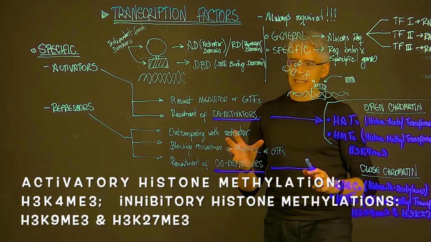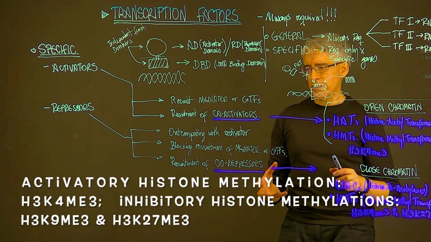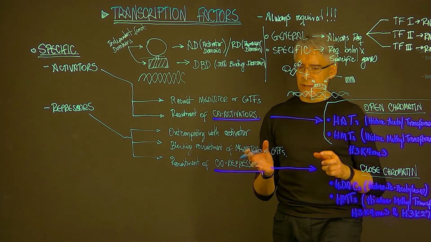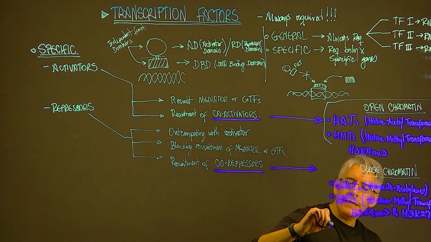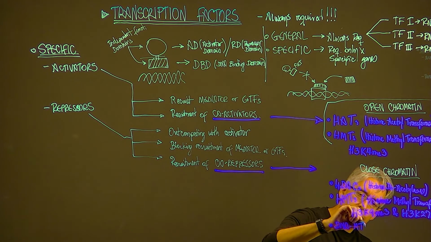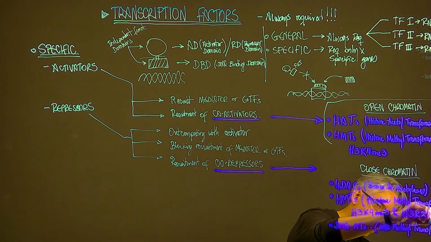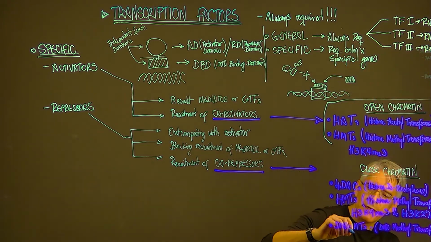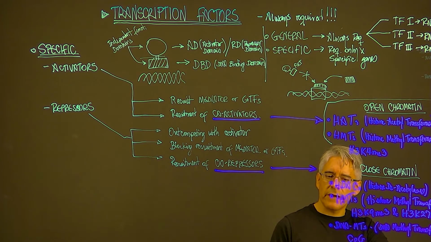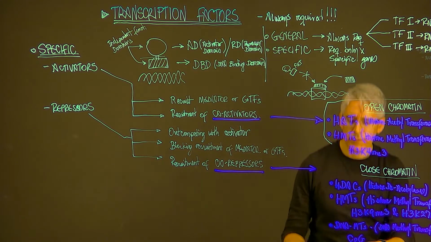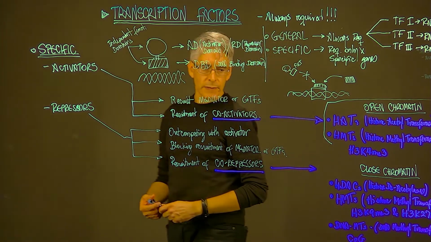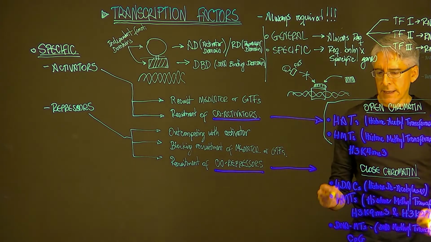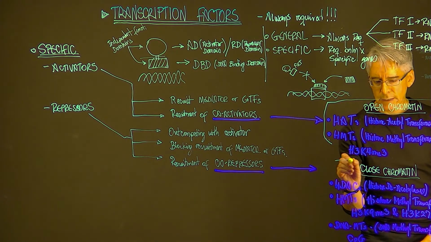And finally, the last type of modification that leads to a closer, more inaccessible chromatin structure is methylation of DNA. So DNA methyltransferases, which typically methylate DNA sequence in cytosines that are followed by guanine residues. So CpG motifs. All right, so all of these, when they are recruited to DNA, lead to a more closed chromatin structure.